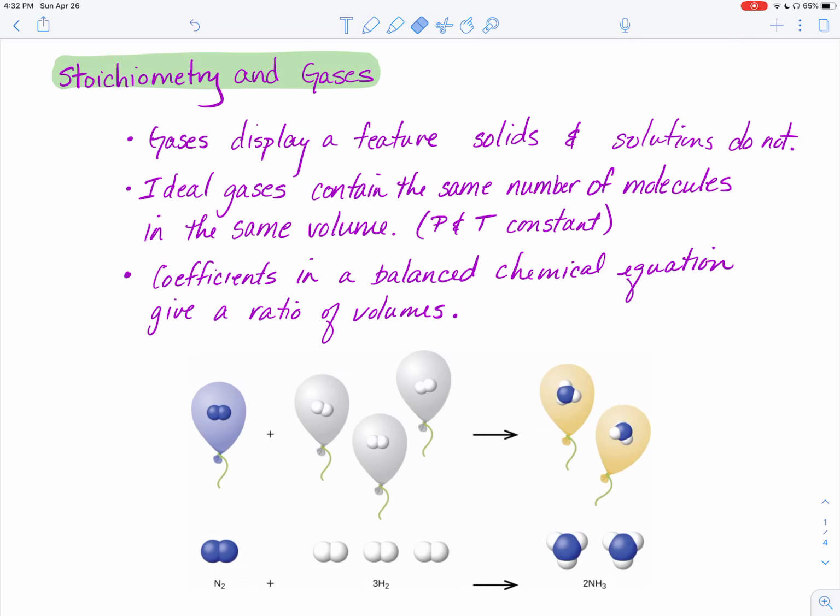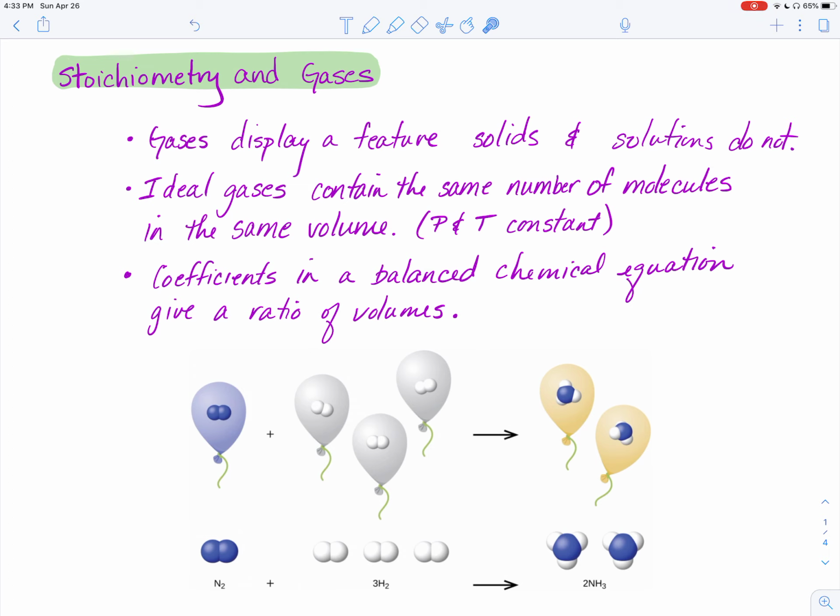In this video, we're going to look at stoichiometry and gases, and how a really interesting feature about gases will allow us to do particular types of stoichiometric calculations that solids and solutions will not allow us to do. That feature is the fact that if you have the same volume of gases, and the pressure and temperature are held constant, you'll have the same number of molecules in that volume.